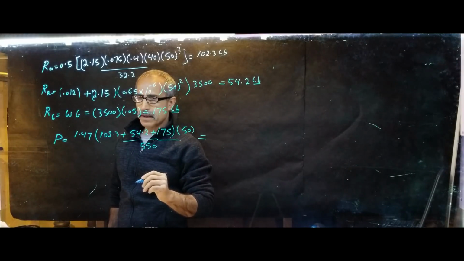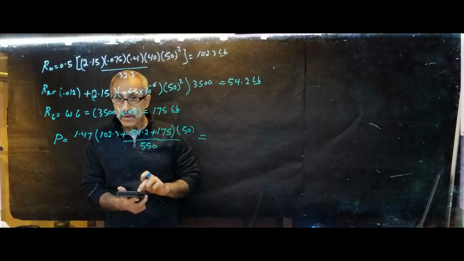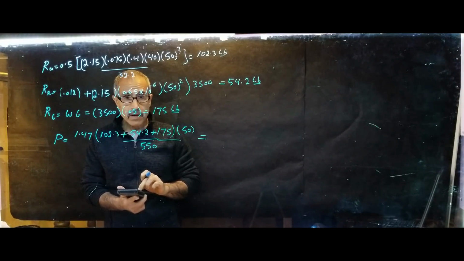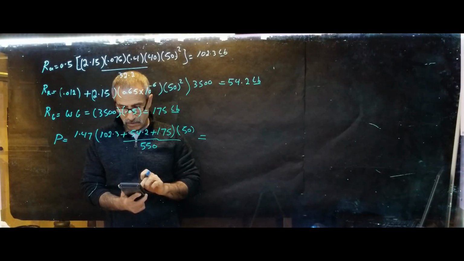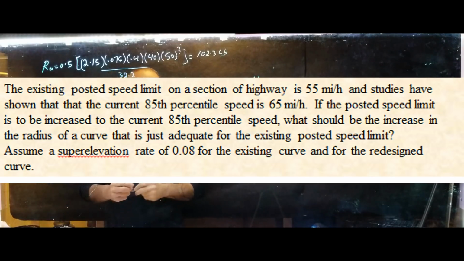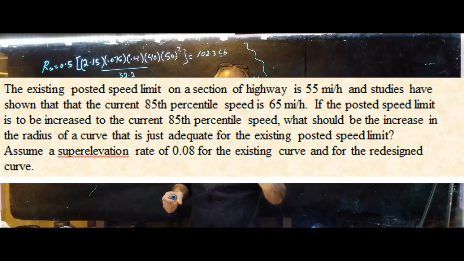I don't think I calculated that. 102 plus 54 plus 175, divided by 550. It looks low. 44.5 horsepower. Double check that number. It looks low. So this is how you find the power requirement for that question. Okay, let's move on to the next one.